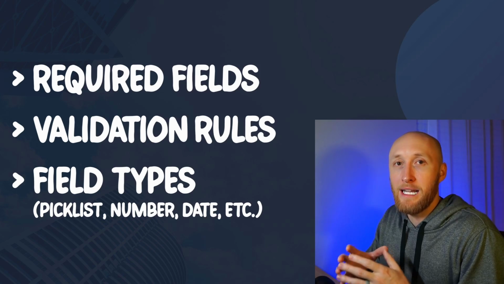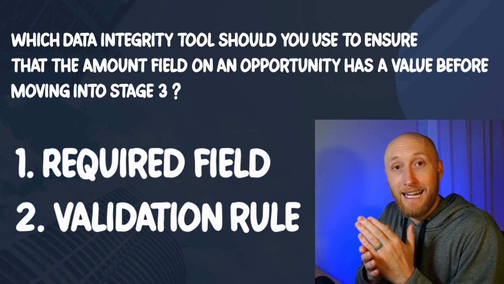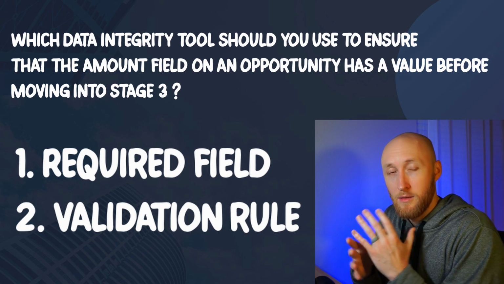Again, integrity is making sure that the data is accurate and that there are some mechanisms in place to make sure that it's being filled out when it should. The first part I want to talk about is required fields versus validation rules. Something that you might see on the test is when to use which of these. For example, if I have an opportunity and I notice that a certain data point isn't being filled in by the time an opportunity gets to stage 3, what can I do to ensure that an important data point such as the amount is being filled in by stage 3? What are we going to use?